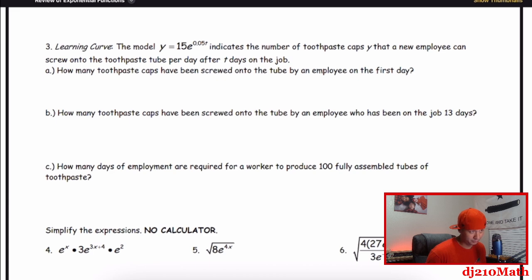All right, so what's this saying? This formula, okay, so you got some dude that works in the toothpaste factory. So the number of days after he's been there, t, then this will give you the number of caps that he has screwed onto the toothpaste tube in a day, per day. Okay.